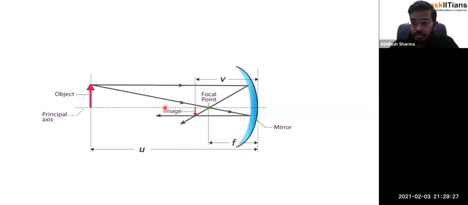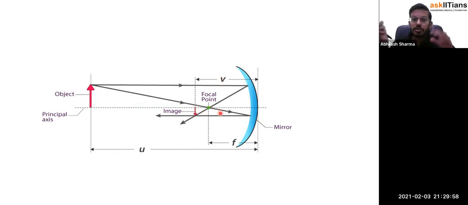Now two other distances that are also important: one is of the object, where the object is kept. Everything is measured from the pole. You can see the object's distance is represented by U, measured all the way from the pole to the point where the object is kept. Then we talk about V, the image distance. Here is the image formed. That is also measured from pole to image, that is V.